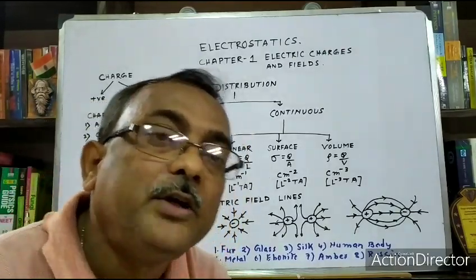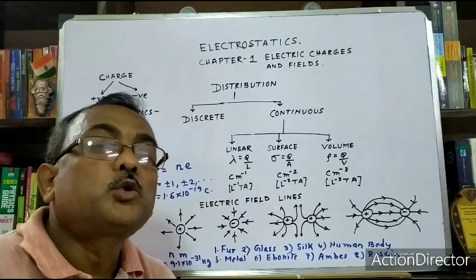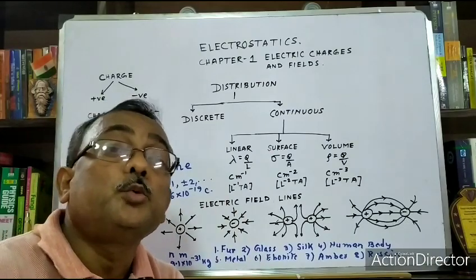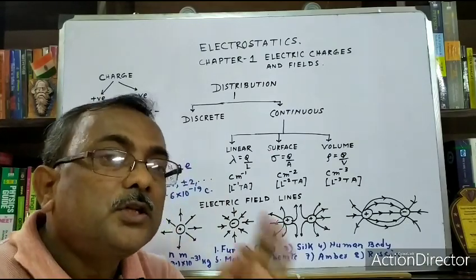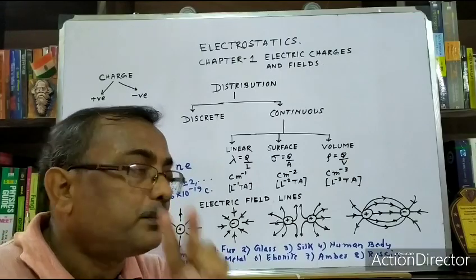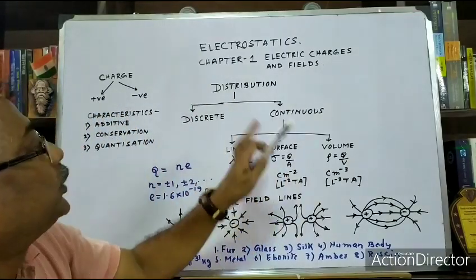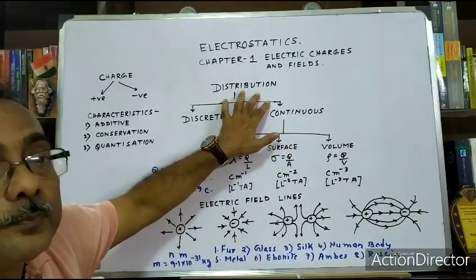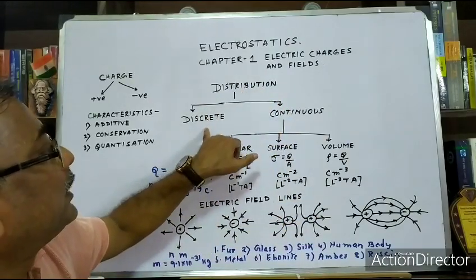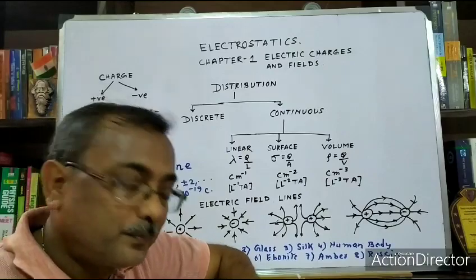Now, when some charge is given to a body, first you have to know how the charge will be distributed in that body. These distributions are of two types. Look at the chart. There are two types of distribution of charge. One is discrete and the other is continuous.